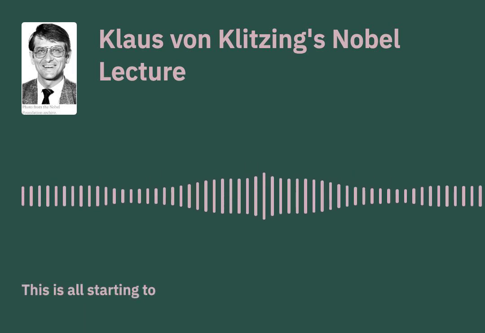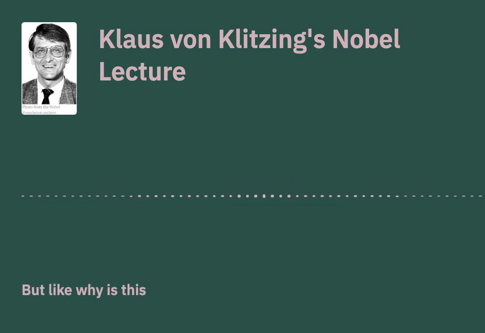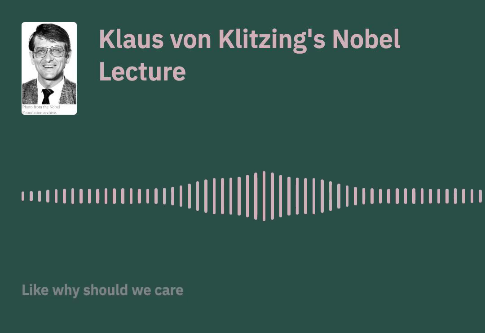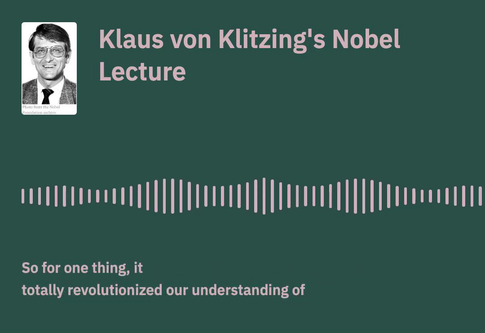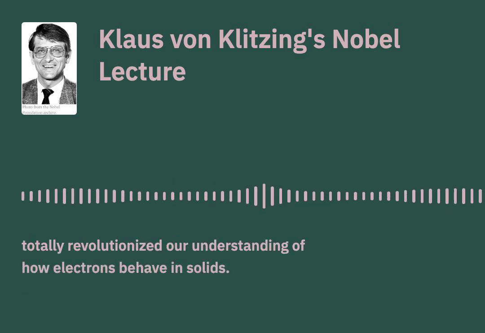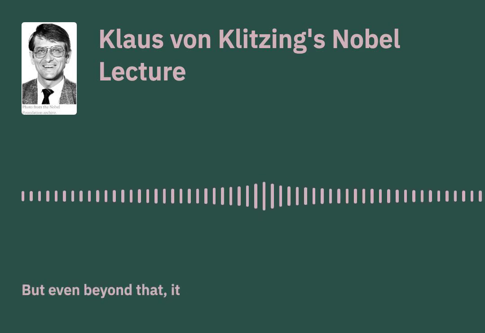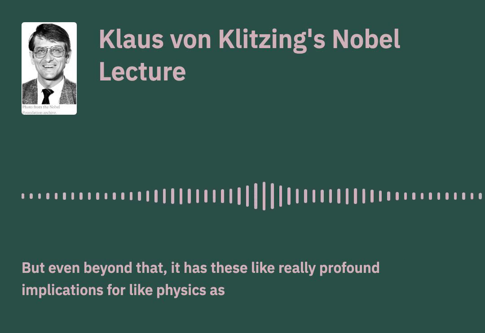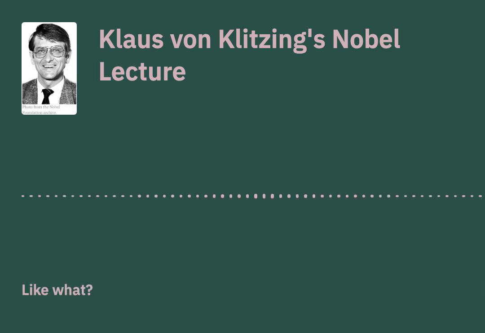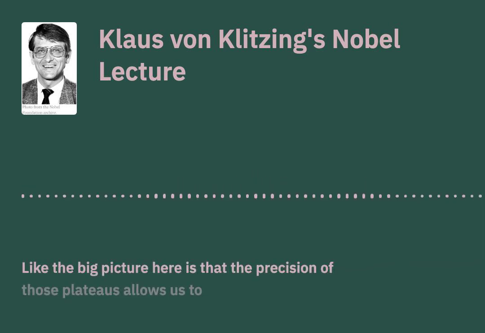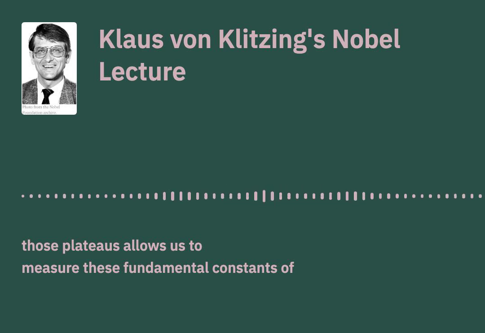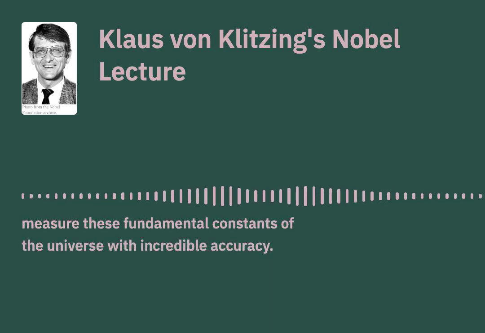This is all starting to make sense now, but why is this a big deal? Why should we care about the quantum Hall effect? For one thing, it totally revolutionized our understanding of how electrons behave in solids. But even beyond that, it has really profound implications for physics as a whole. The big picture is that the precision of those plateaus allows us to measure fundamental constants of the universe with incredible accuracy.